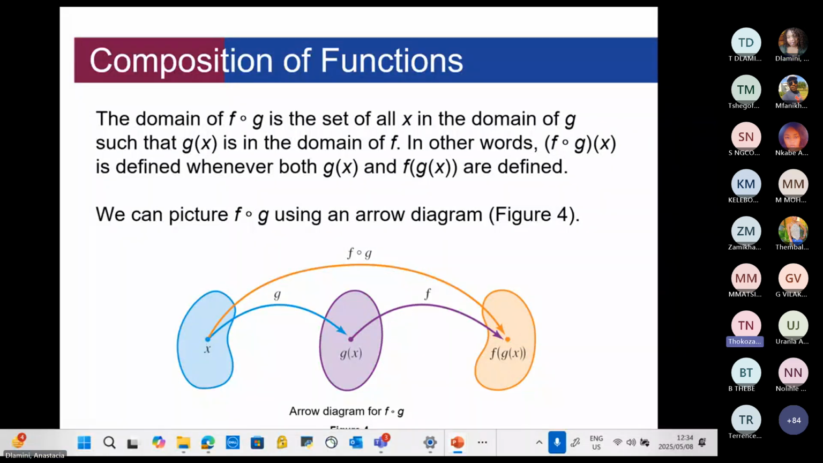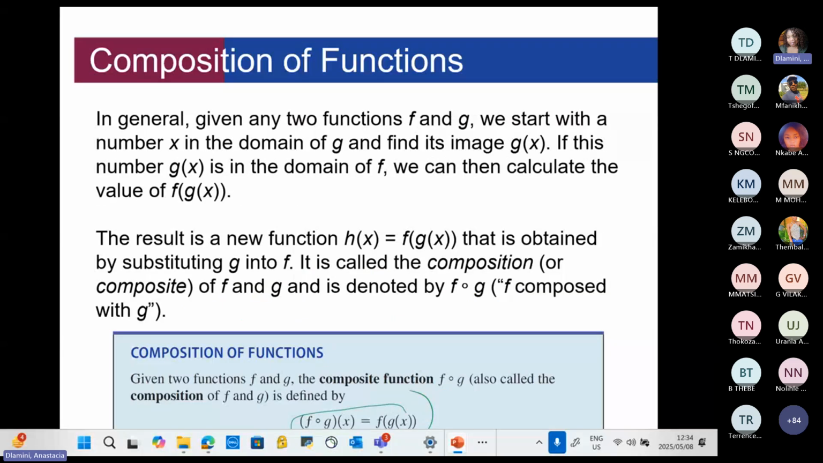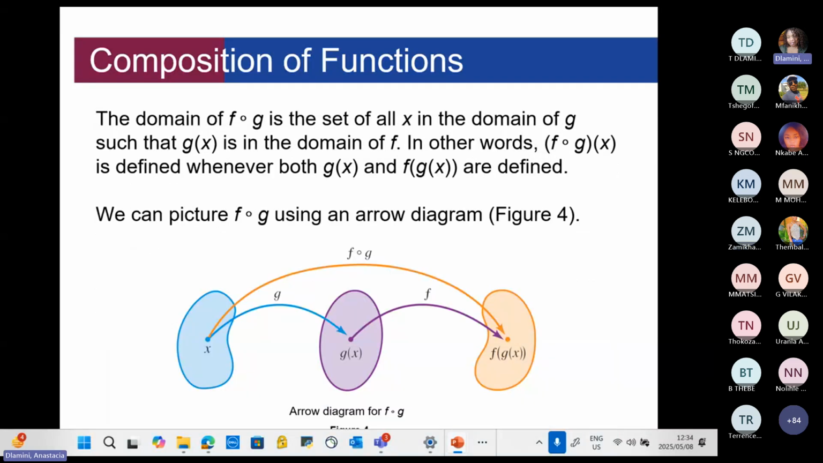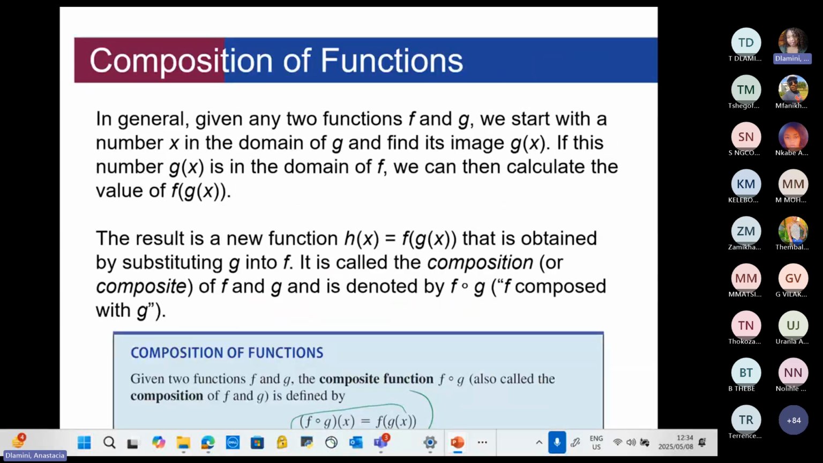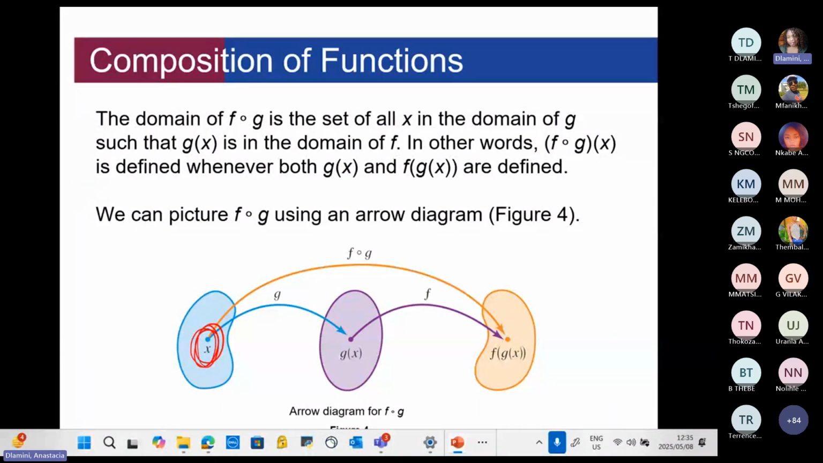It goes back to saying that if you are given two functions, you start with x. If we start with x in the domain of g, which is in the domain of a function, and then we find its image, we substitute in this function here. Remember, a function has a domain. We substitute in that function there, and then x is in the domain.